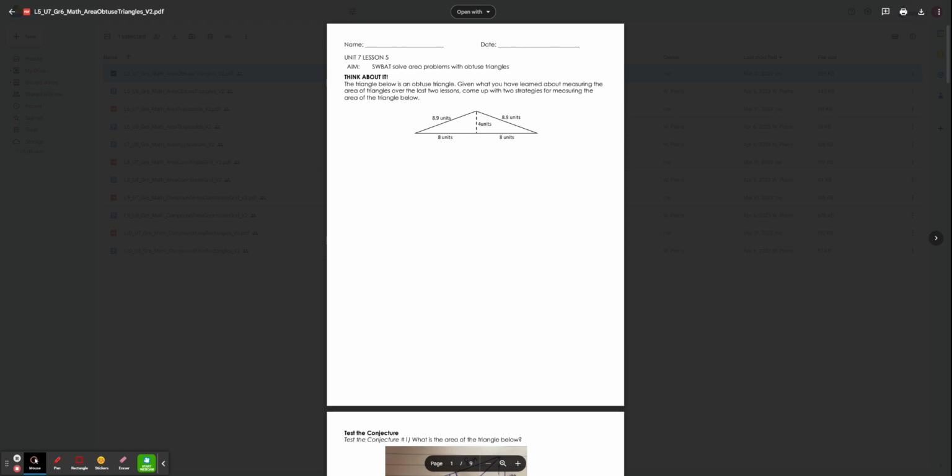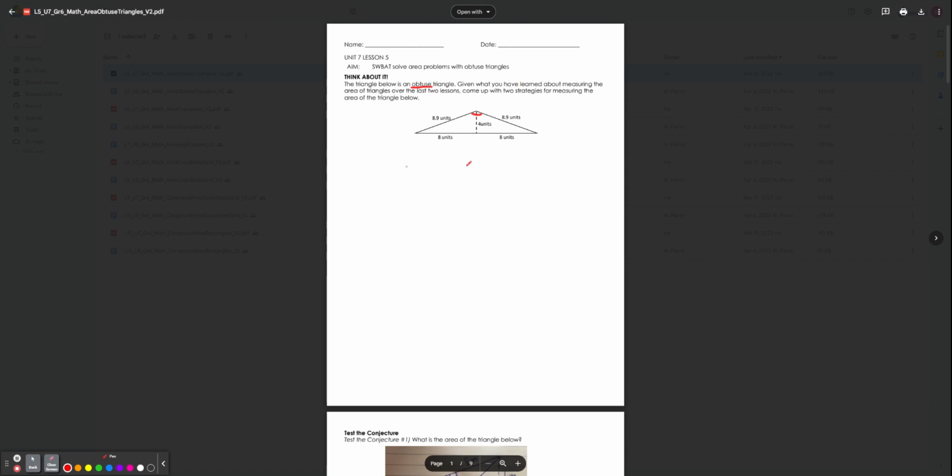We've seen right triangles, we've seen acute triangles, and now we're going to be dealing with obtuse triangles. So we have this obtuse triangle, and if we remember, the word obtuse just means that this angle here is greater than 90 degrees. So whenever you're dealing with an obtuse triangle, it means that it's greater than 90 degrees.